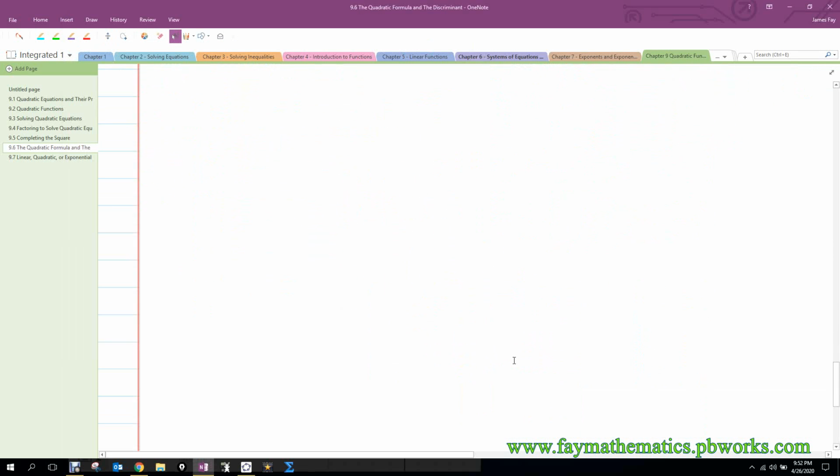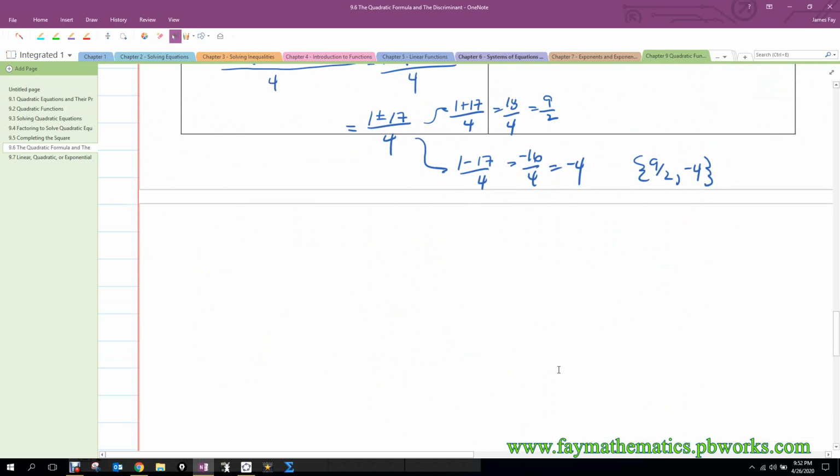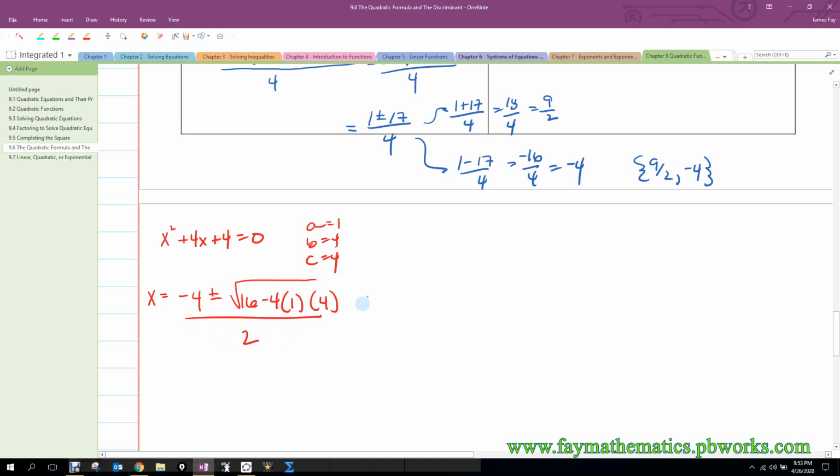There are times where, let's say we have x squared plus 4x plus 4 equals 0. And this factors a different way, but let's use the quadratic formula just to see a situation. So I go opposite of B, so A is 1, B is 4, C is 4. So opposite of B, negative 4, plus or minus B squared, so 16, minus 4, A is 1, C is 4, all over 2A, which is just 2.